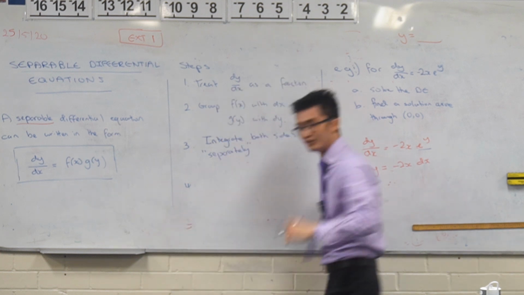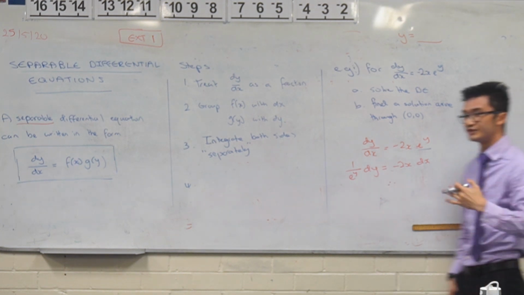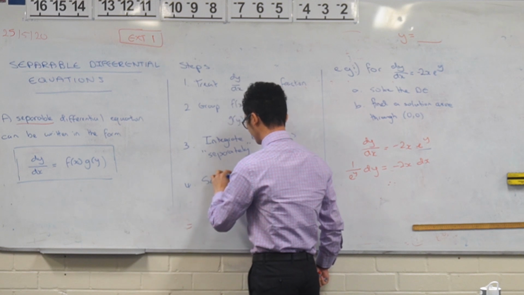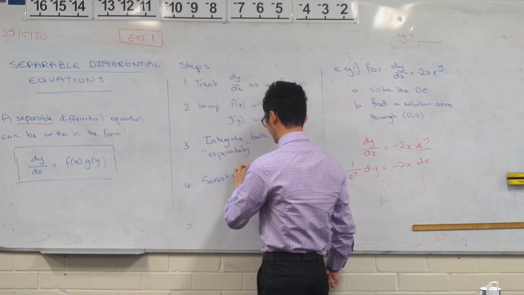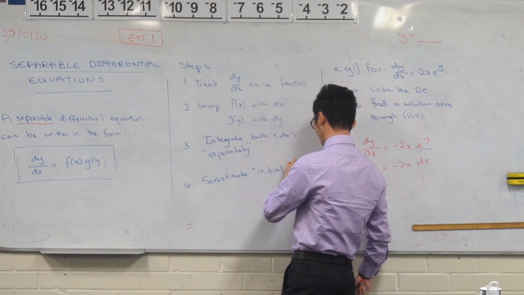There is a step 4, and this only occurs in certain situations. Step 4 is if you need to have a particular solution, we can substitute in the initial conditions. And that's only if they ask you to do that, right?